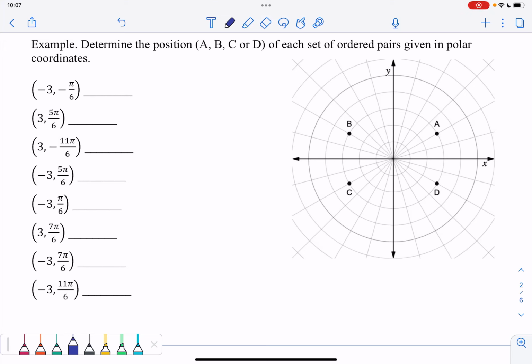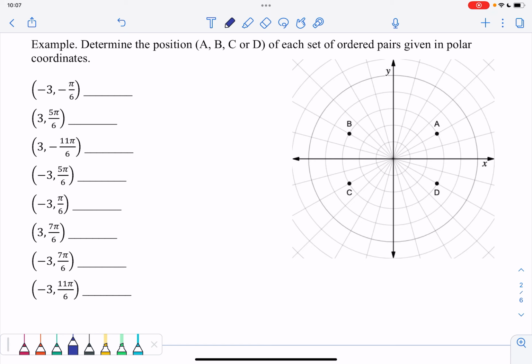Example: determine the position A, B, C, or D of each set of ordered pairs given in polar coordinates. So for each set of coordinates here, each set of ordered pairs, I want to determine whether it corresponds to point A, point B, point C, or point D. First, let's look at points A, B, C, and D and think about where they are living on the coordinate plane.